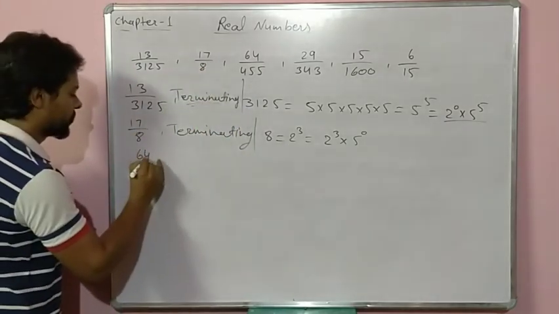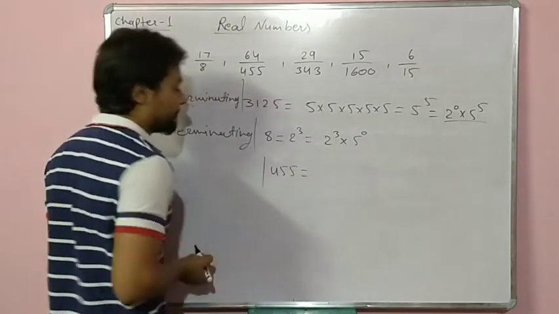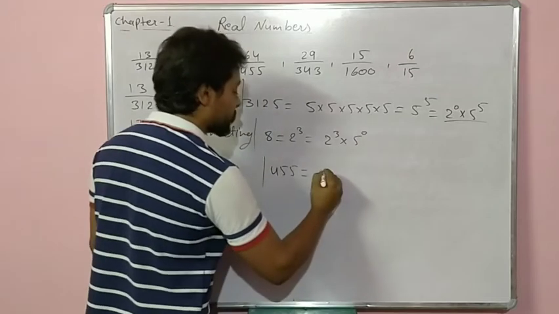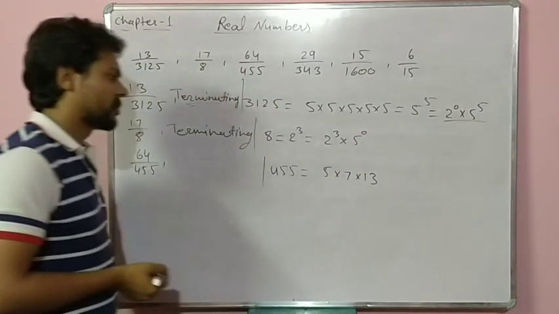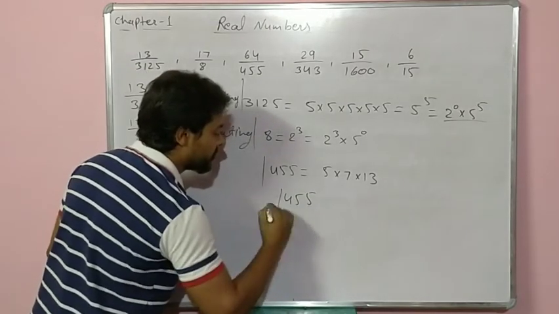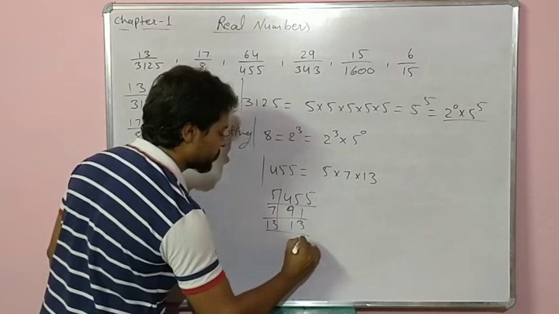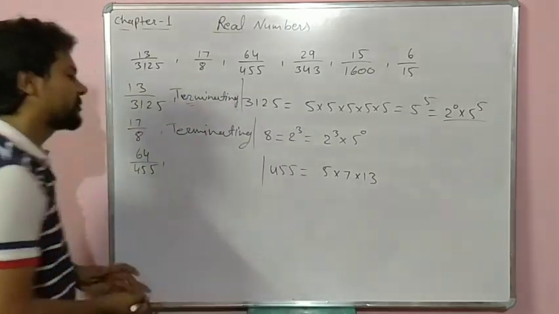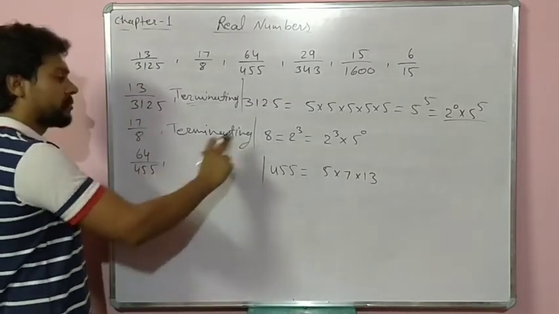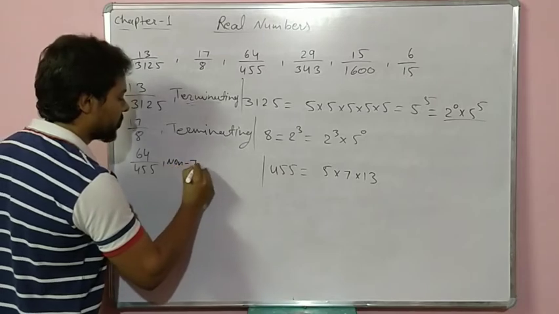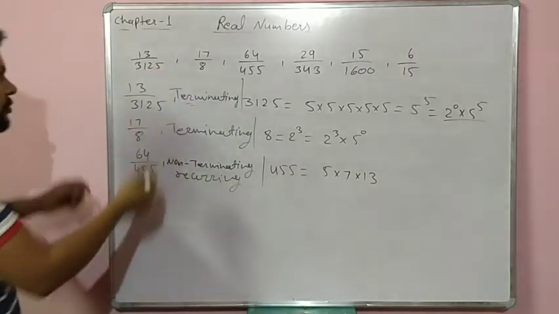Now next is 64 by 455. Alright, let's see. 455. What are its factors? 455 will be divided by, first of all, 5, then I guess 7 and 13. Right? For you, I'll do the prime factorization. 5, 91, 7, okay, and 13. Right, 5, 7, 13. So yes, it has 5, 7, 13 as its prime factors. So there is 5, okay, but there are 7 and 13 also. So it will not be considered as terminating decimal expansion. It will have non-terminating recurring. Okay, let's move to the next.